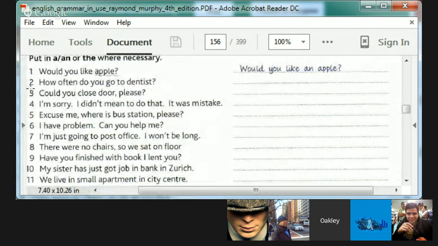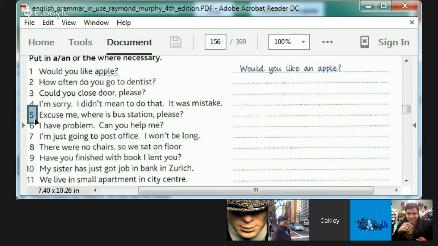Could you close the door, please? Obviously, you can both see the door, so it's obviously going to be the. Philip, number 4. I didn't mean to do that. It was a mistake. Yes. One mistake of many, and you're introducing the idea. It was a mistake. Very good.